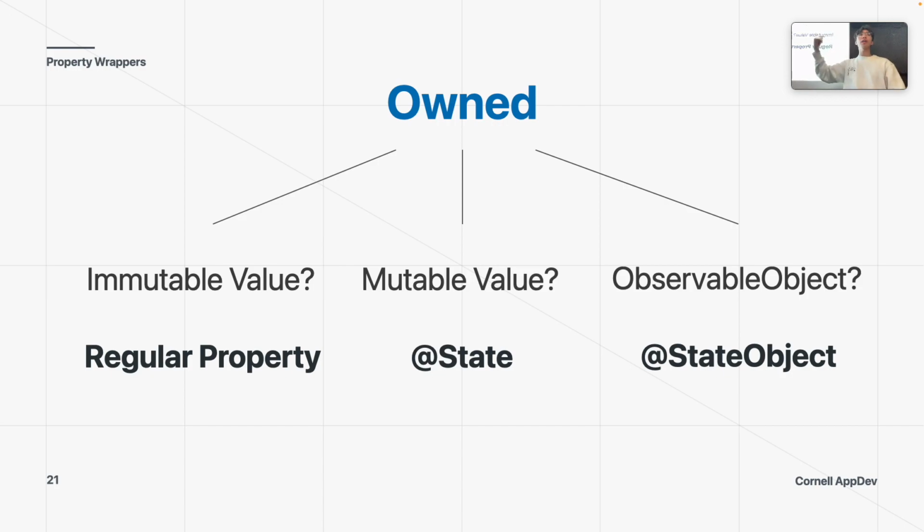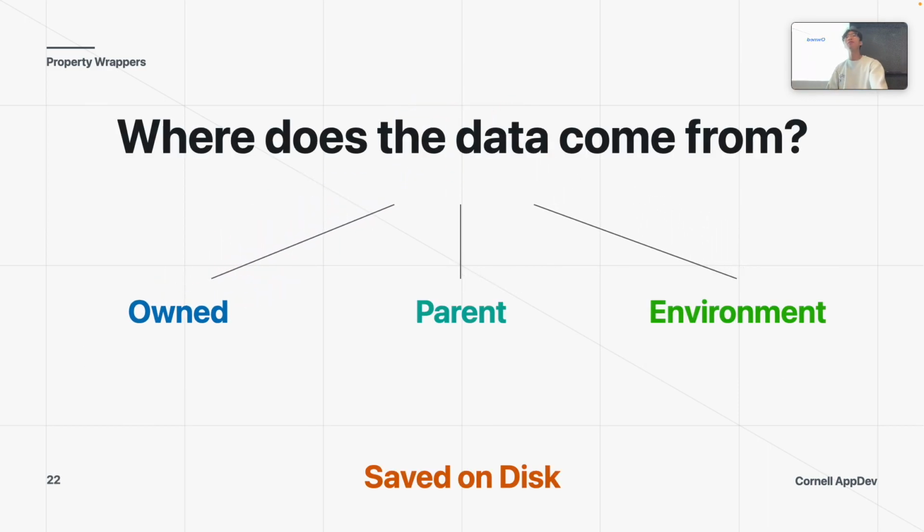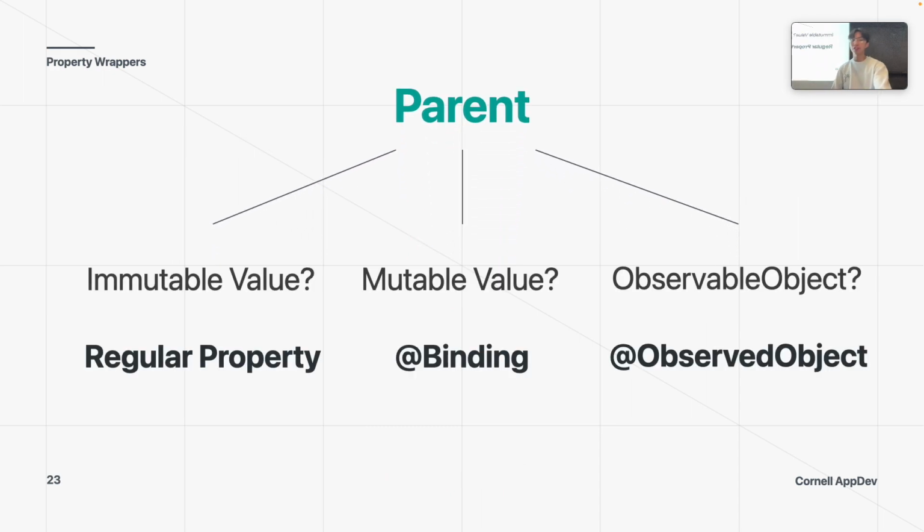But if I have an object that I'm passing to different views, then I would use @StateObject. And again, you only use that if you own it. But if the data comes from your parents, if it's an immutable value, you can still use a regular property because, again, it's a struct. But if it's a value that you want to change, you want to use @Binding, since this child view gets it from the parents. If you're using a reference type, then you would use @ObservedObject.